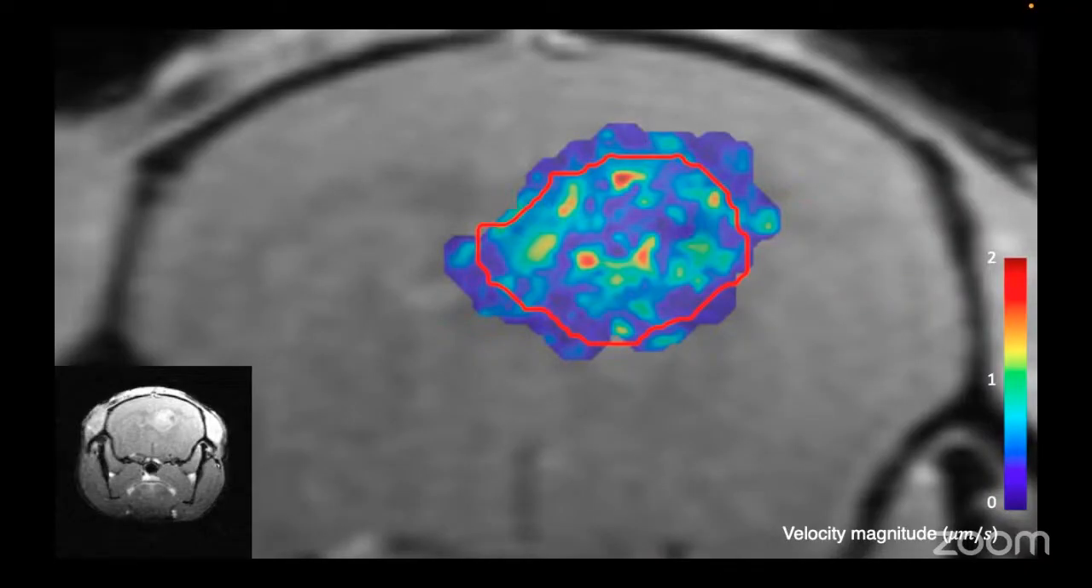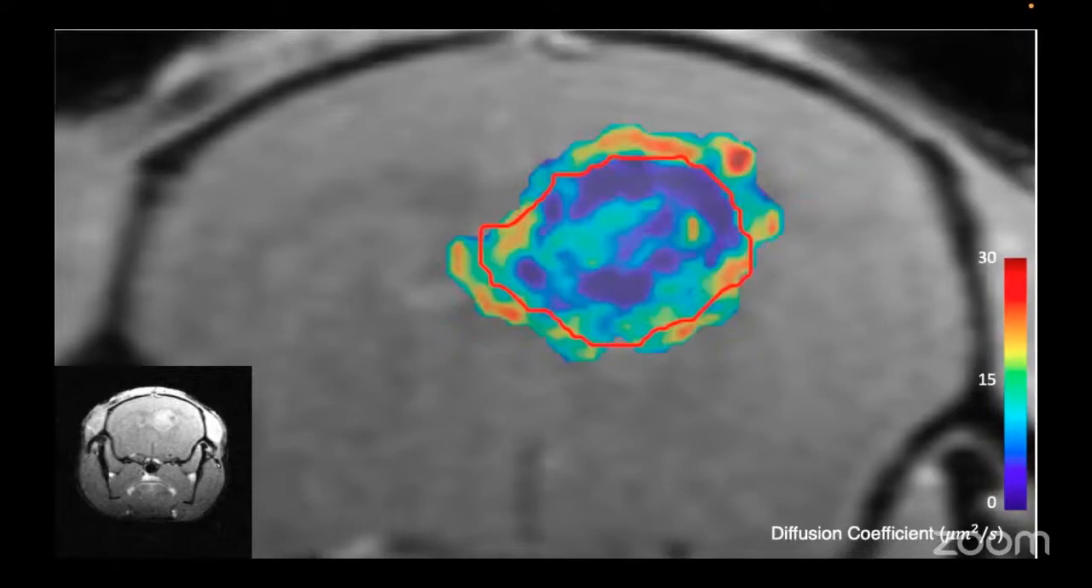This is the velocity magnitude, okay? And what I want you to observe from this picture is that there's a lot of variability, heterogeneity, these hot spots and cold spots within this tumor, okay? So the fluid flow is actually having quite complex patterns.